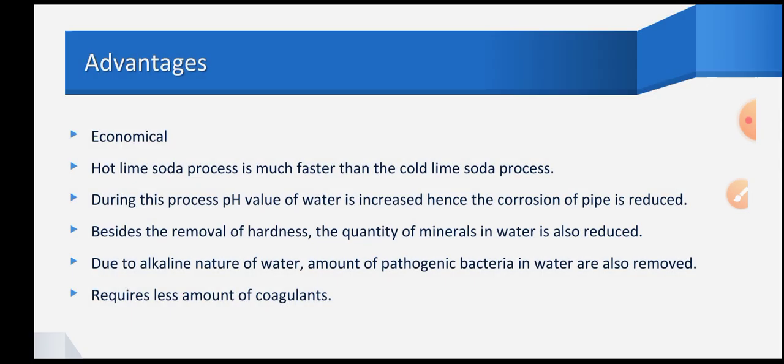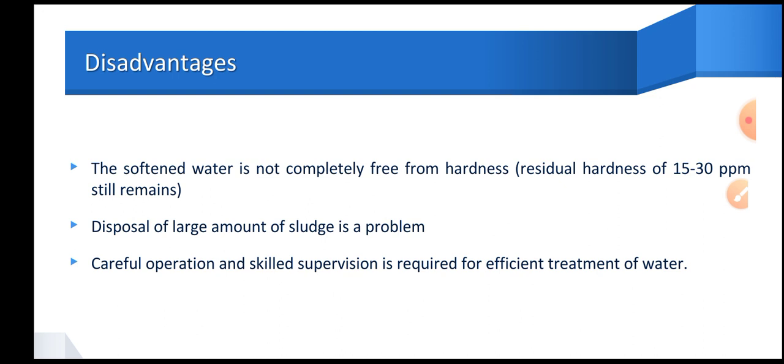So let us take a look at the advantages of this process. This process is economical. Hot lime soda process is much faster than the cold process. During this process, the pH value of water is also increased, so the corrosion of the pipe is reduced. Besides the removal of hardness, the quantity of minerals in water also reduces. Due to the alkaline nature of water, pathogenic bacteria in the water are also removed. It also requires a smaller amount of coagulant.